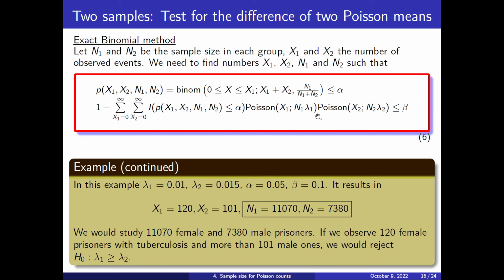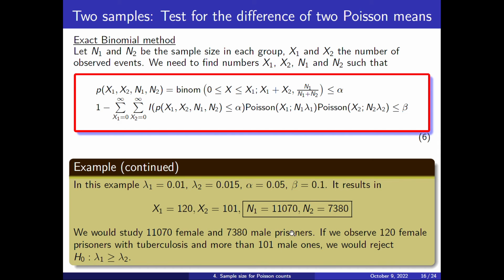So we see that we have an equation that somehow depends on the confidence level and also depends on the statistical power. So it is a rather complicated design. And then the solution, in this case with this data, that in female prisons it is 1%, in male prisons it is 1.5%, and these are the confidence level and the statistical power. Then we have x1 equal to 120, x2 is 101, and we have to study about 10,000 people, a little bit less in N2, but about 10,000 people in each one of the prisons.